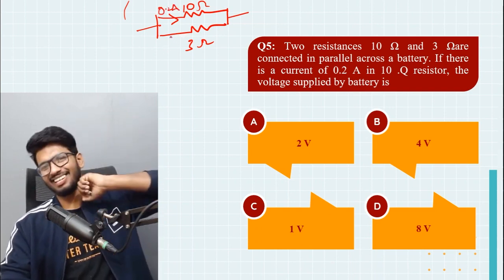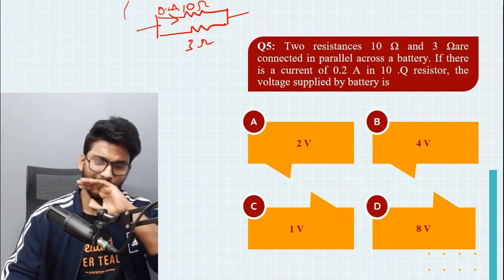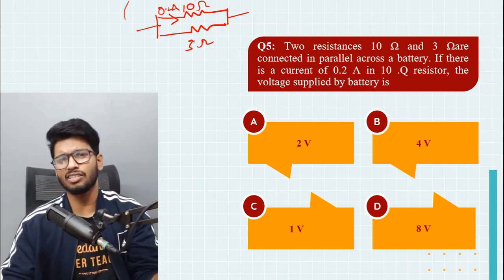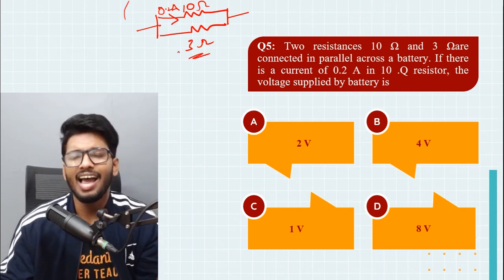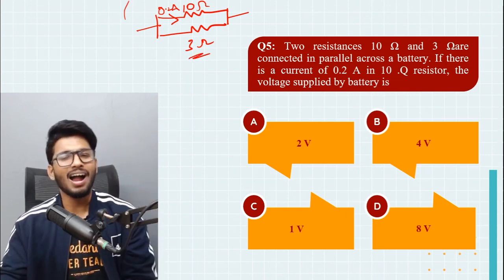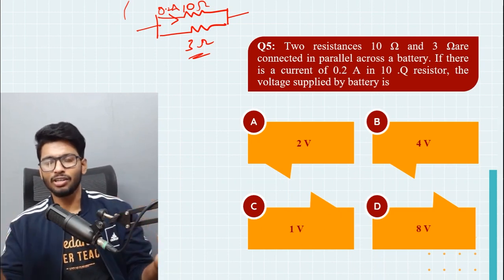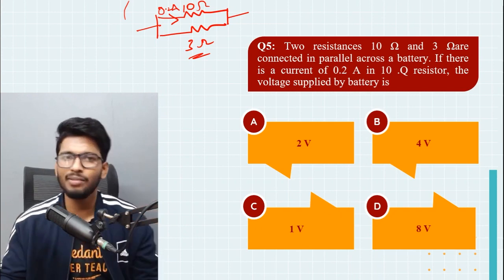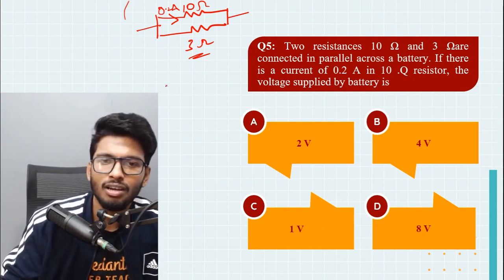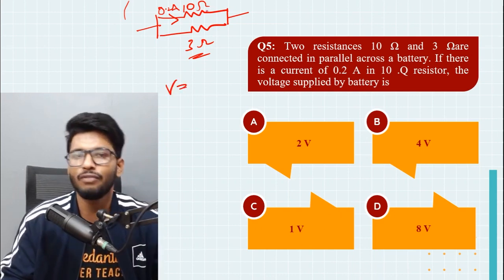Now, here's the thing, guys. They're both connected in parallel, which means that the potential difference across the 10 ohm resistor would be the same as the potential difference across the 3 ohm resistor, and that will be the same as the potential difference of the battery. We know that in a parallel connection, the potential difference would be exactly the same.